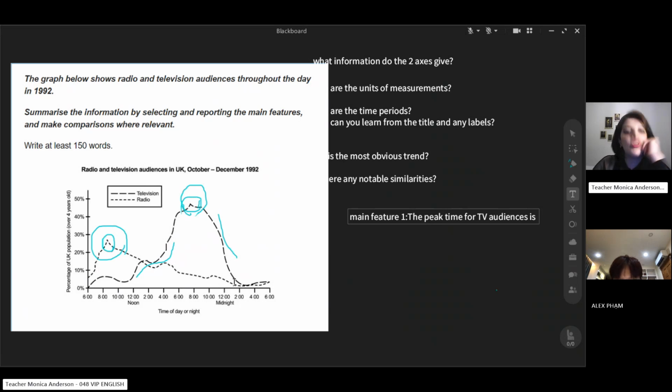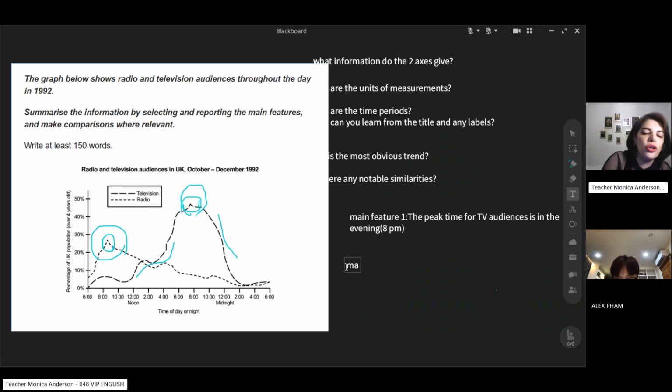8 p.m. Of course, you can say 8 p.m., but it's better, for example, to say in the evening. That is 8 p.m. I only want to find the main feature.